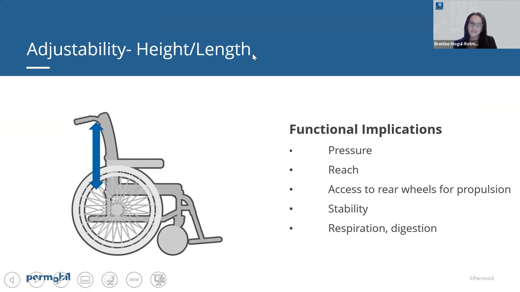And we always try to go with, let function win, but we also need the client to be stable and positioned in order for that function. So there might be some compromise, but you can see the functional implications for the height and the length of backs listed there.